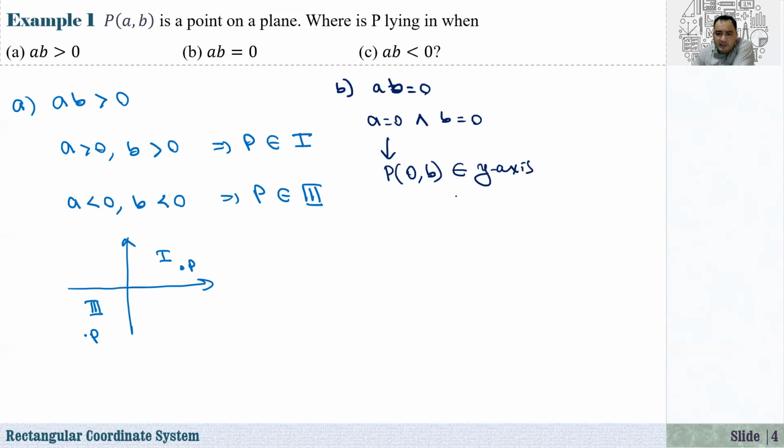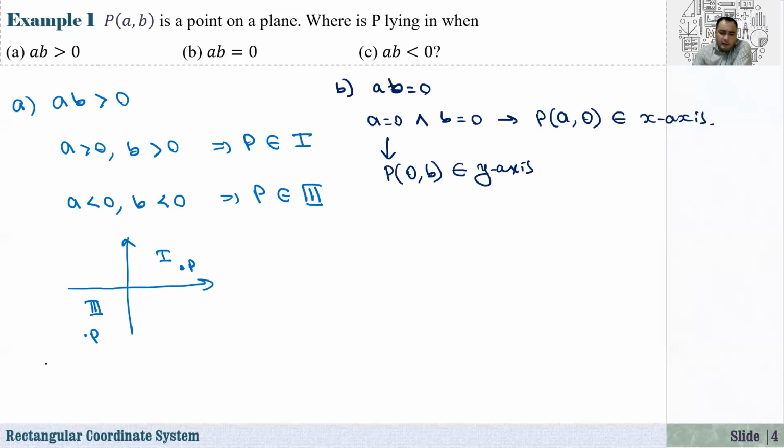And how about the second case? If B is equal to 0, the coordinates of P will be A and 0. A can be anything. A can be 0, A can be 5. We don't have any restriction on A. At that time, this point P will be on the x-axis.